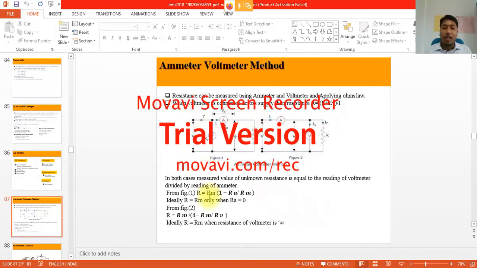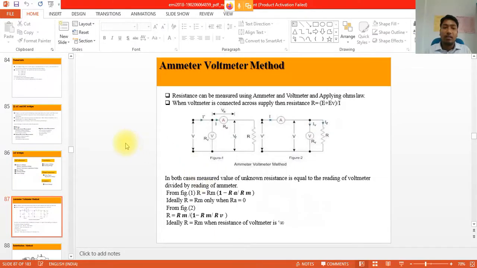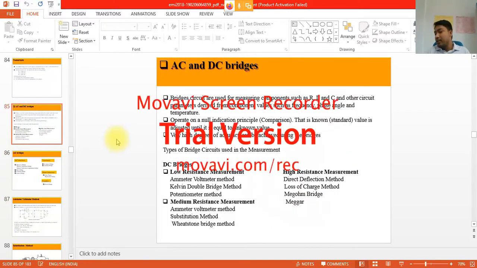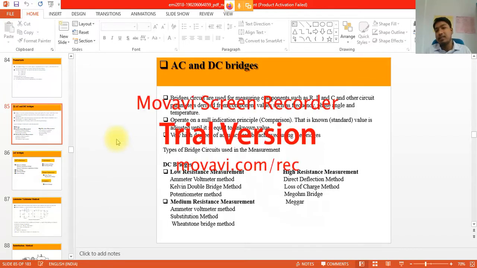Now I'm going to start. In the previous lecture I started the second unit, and I told you the second unit comprises measurement of different components of electrical parameters like resistances, inductances and capacitances, and other circuit parameters derived from component values such as frequency, phase angle and temperature.